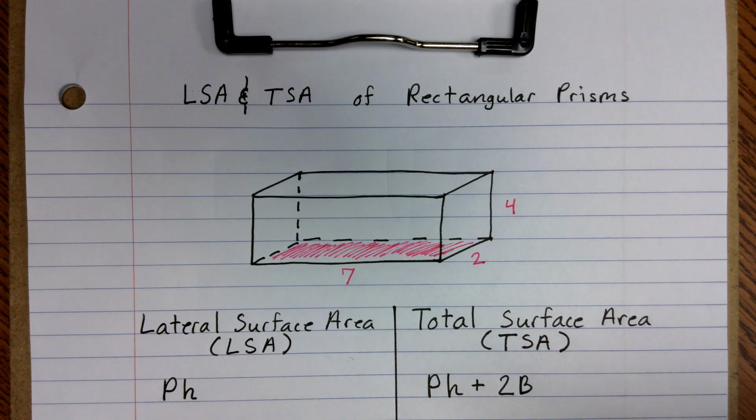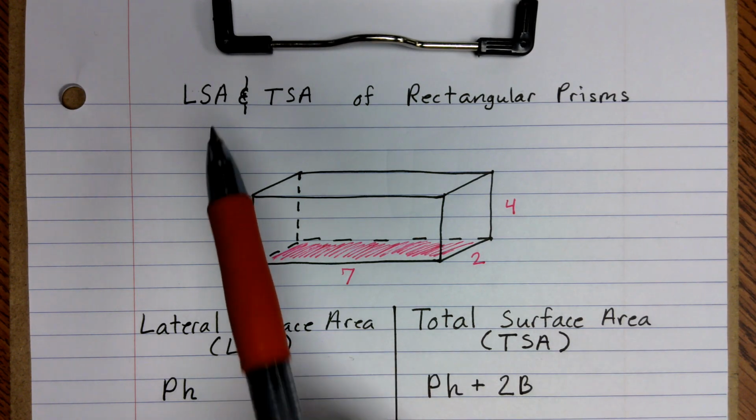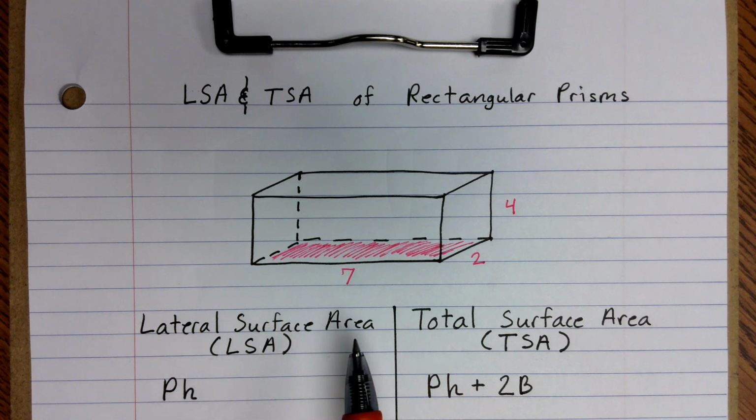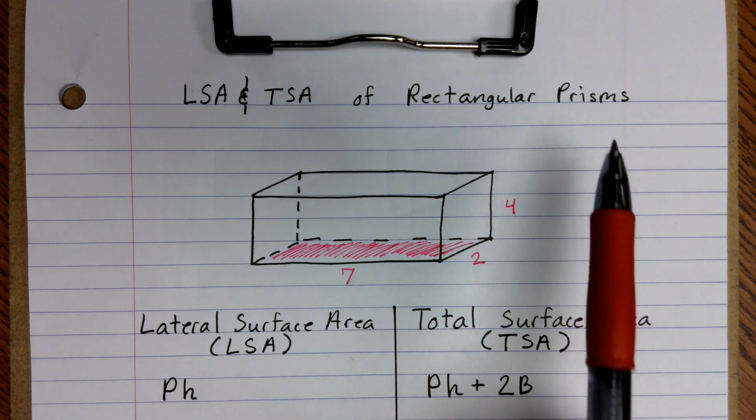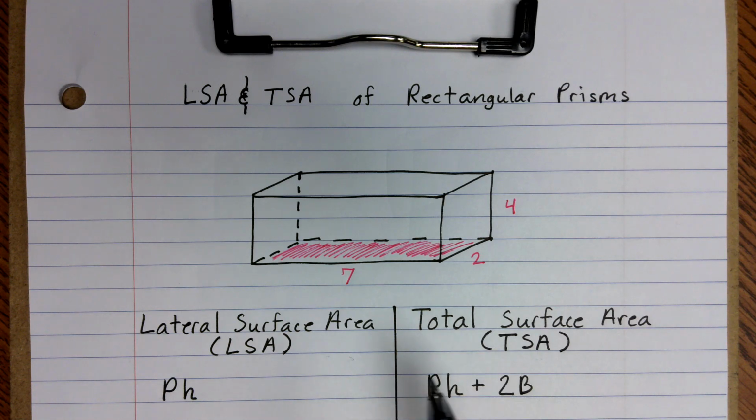In this video, we're going to look at how to find what I call the LSA, which is the lateral surface area, and the TSA, the total surface area of rectangular prisms. So if we look at this topic here, there's a couple things that you have to identify if you're going to solve one of these.